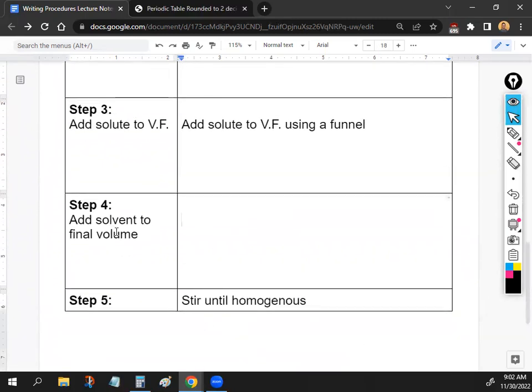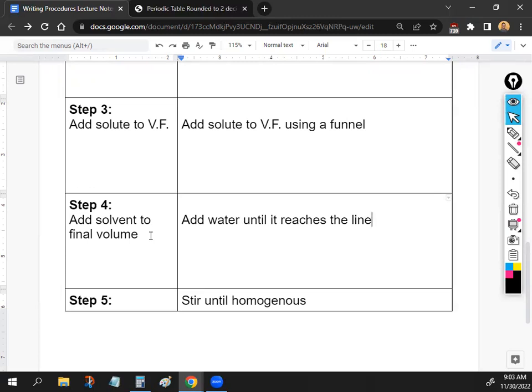All right, and then for step 4, we're going to add the solvent to the final volume. In this class, we're going to be using water. So we can just write: add water until it reaches the line. Okay, I'm going to pass the volumetric flask so that you can see it. There's a line on the narrow part of the flask, and that tells you that you filled it to the final volume that you want.